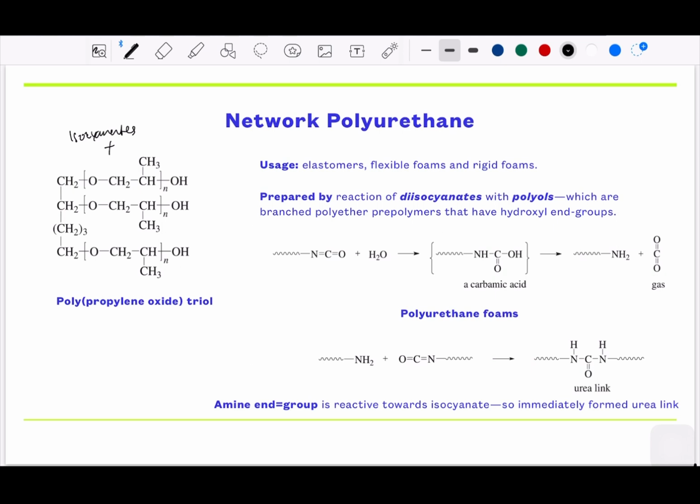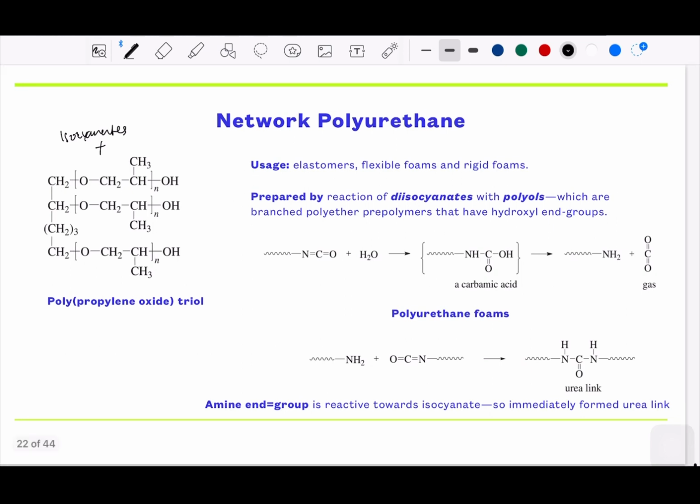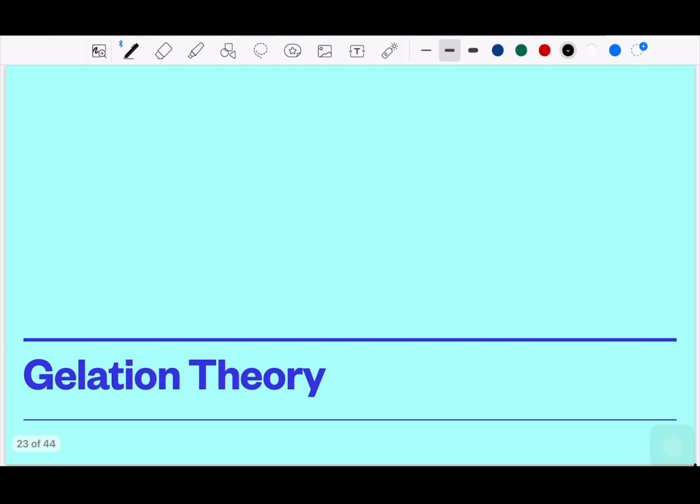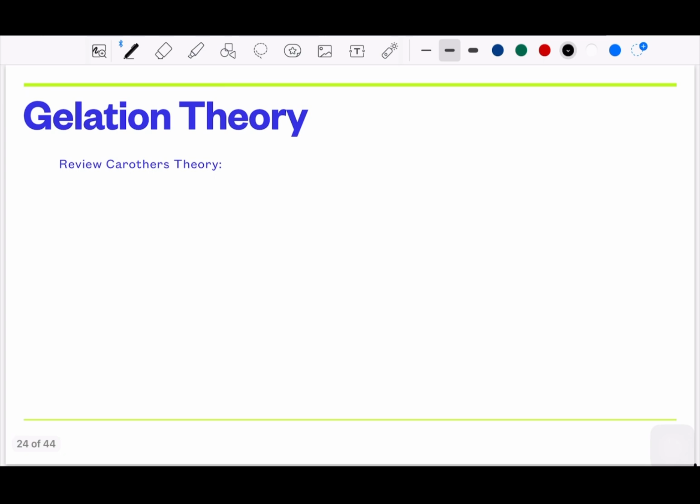to know how we react, how the molecular weight predictions, as we've done in characters, we also do the similar thing with the network polymers. We have the gelation theory. Okay, so this is coming from the same characters but with some modification. So let me just take some review on characters. What's the important thing in characters?